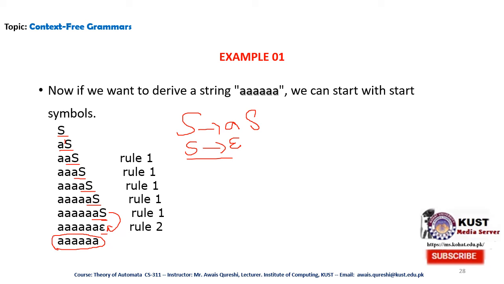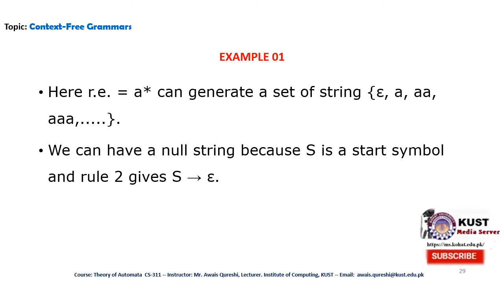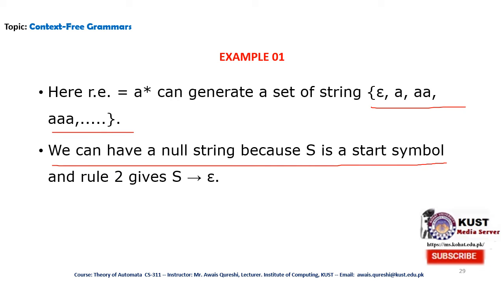So this is how it works when using context-free grammars. Here the regular expression is a*, and it can generate a set of strings: epsilon and so on. We can have the null string because of the start symbol and rule 2.